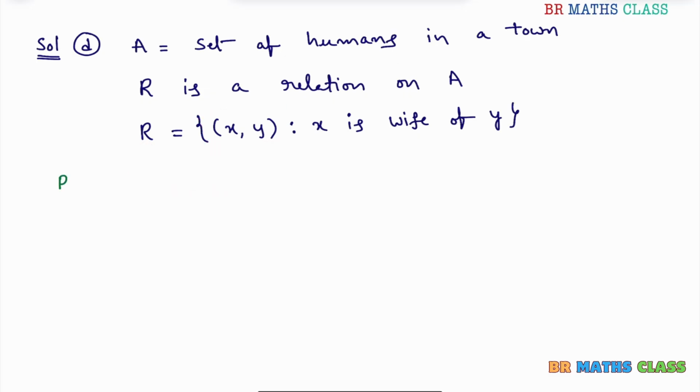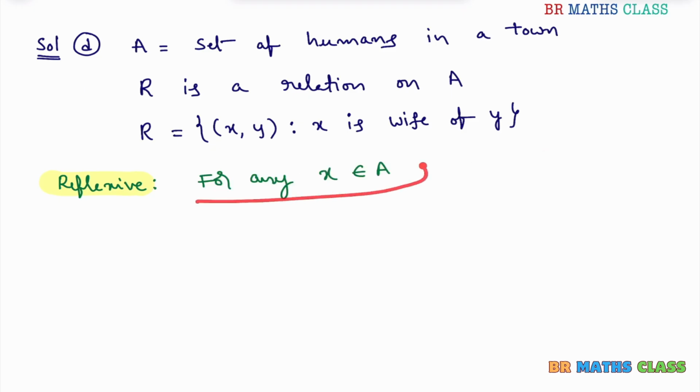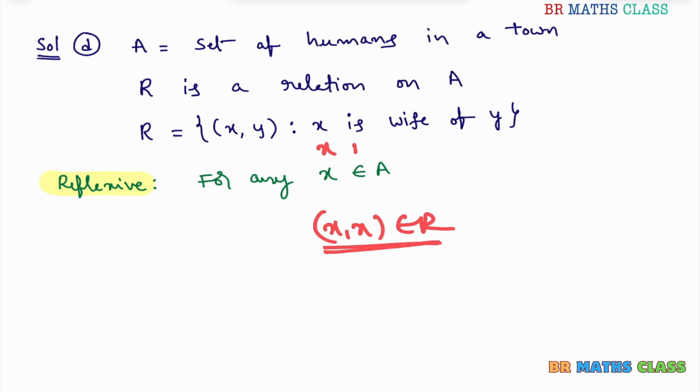Okay, now we need to check whether this relation is reflexive or not. What is the reflexive definition? For every x in set A, the order pair x comma x is there in the relation, then we say that relation is reflexive. For any x in A, I take an x in set A, that means x is a human. We need to check whether the order pair x comma x belongs to the relation or not. If x is wife of x, then the order pair x comma x belongs to the relation.